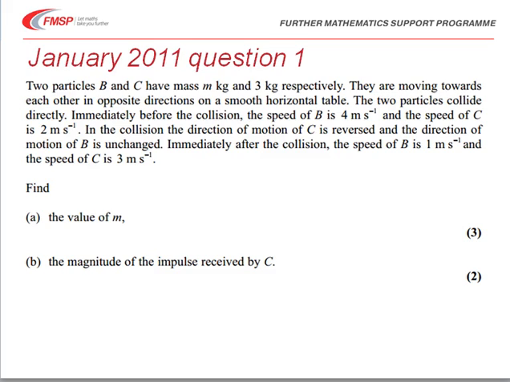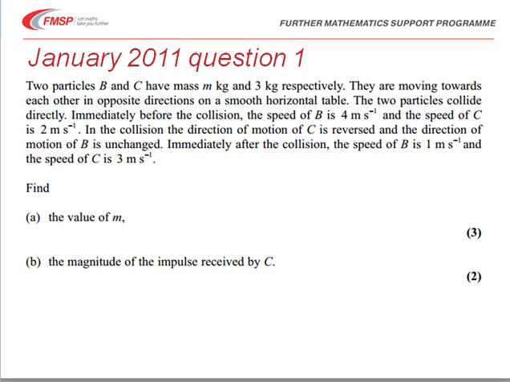So we're told that two particles B and C have masses m and 3 kilograms respectively. They're moving towards each other in opposite directions on a smooth horizontal table. The two particles collide, and immediately before the collision the speed of B is 4 meters per second and the speed of C is 2 meters per second.